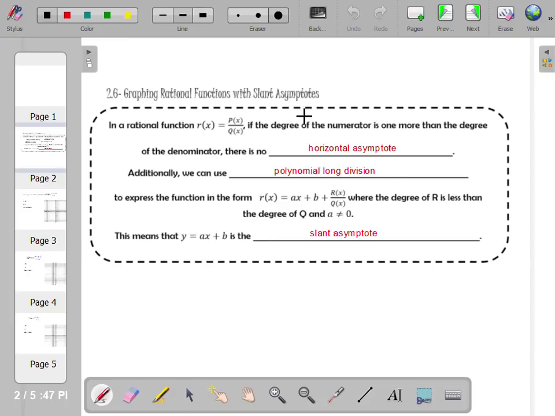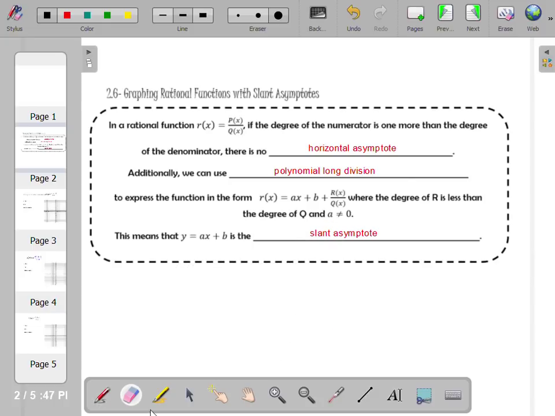So first thing here, we're going to be graphing rational functions, but they're not going to have a horizontal asymptote. They're going to have what's called a slant asymptote. And the way you know that this is going to happen is if the degree of the numerator is more than the degree of the denominator. So just thinking of an example of that, x squared plus 1 over x, this has a slant asymptote because the degree here is 2 and the degree there is 1.